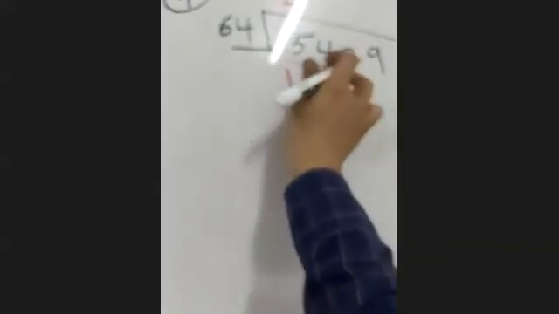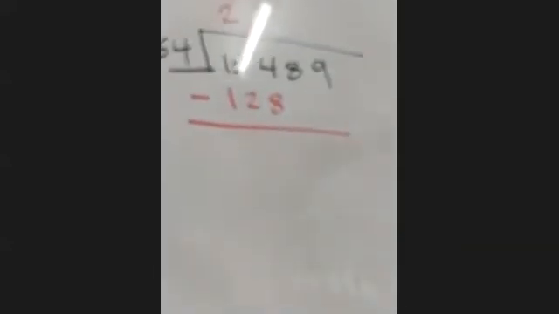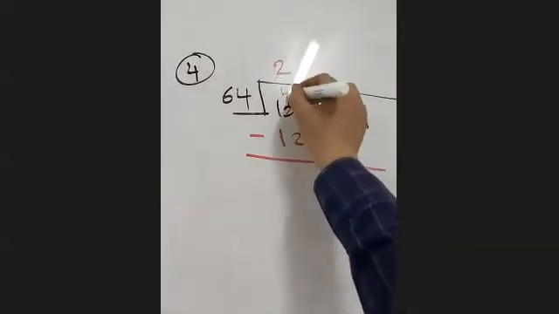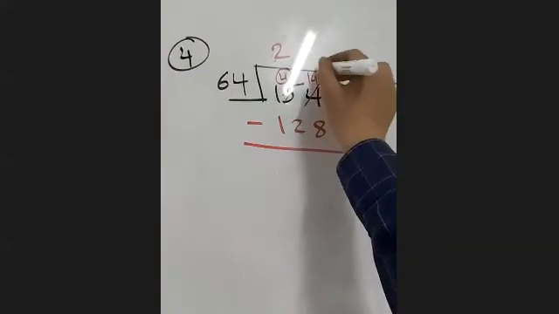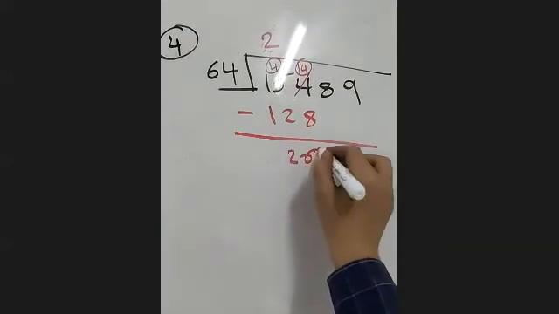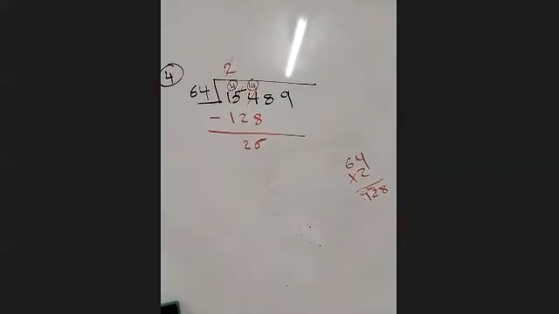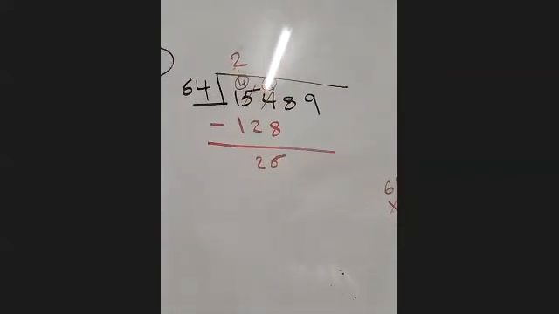Subtract. 4 minus 8 we can't, so we take 1 from the 5. The 4 will be 14. 14 minus 8 equals 6. 4 minus 2 equals 2. And we put the 8 down.